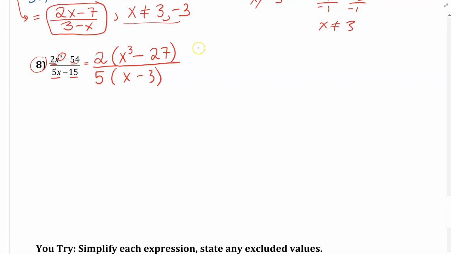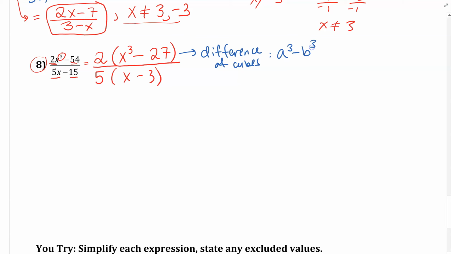Any ideas what this might be? Can you remember? Does it remind you of anything? Well, this is a difference of cubes. So don't forget those formulas. Hopefully some of you still have them in your minds. But it follows this setup, right?